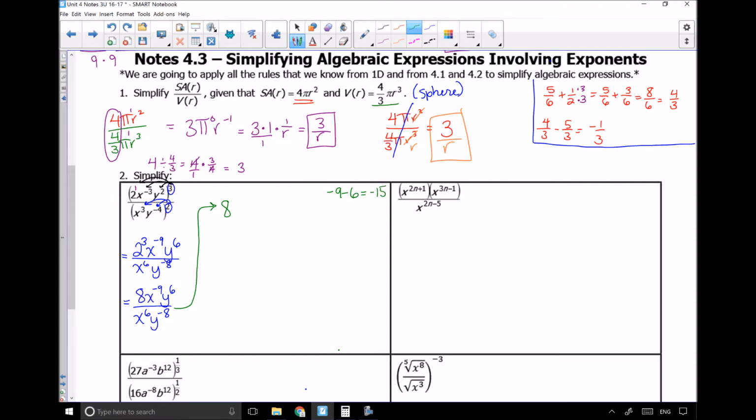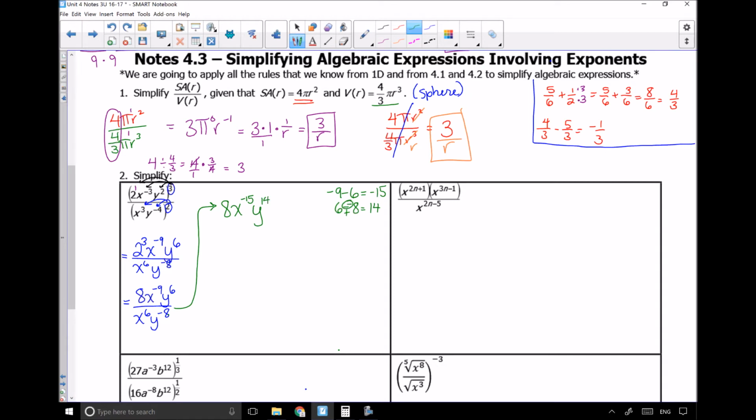So I end up getting 8x to the power of -15, and then for my y's right here, I have 6 as my exponent in the numerator, and I'm subtracting an exponent of -8. So it's 6 minus -8, but minus a negative turns into a positive, so it's just 6 plus 8, which is 14. So I get 8x to the power of -15, y to the power of 14.